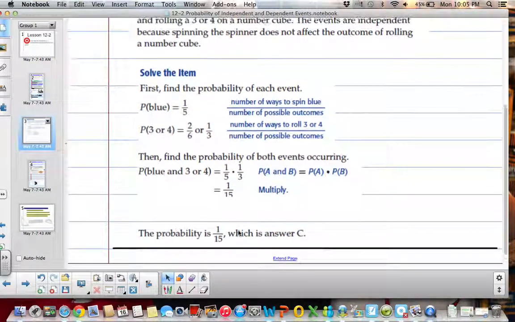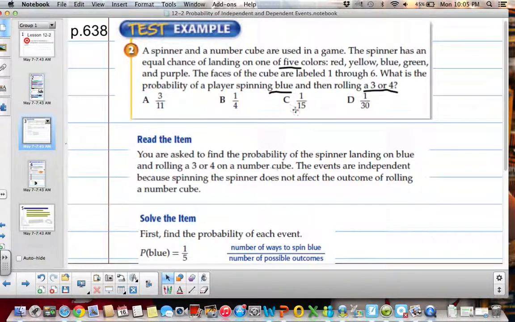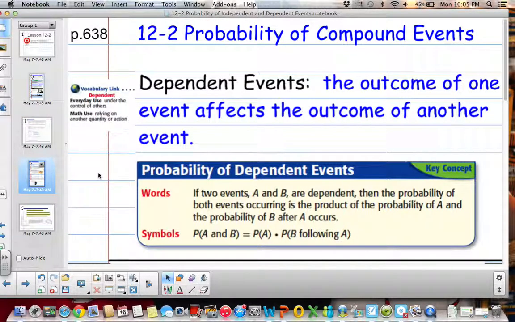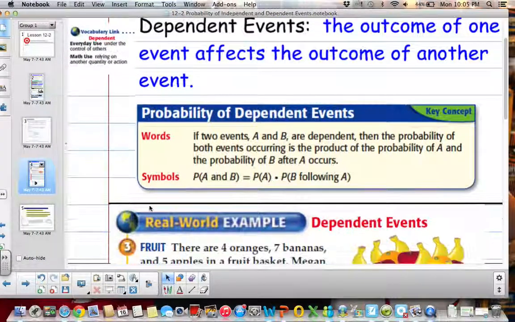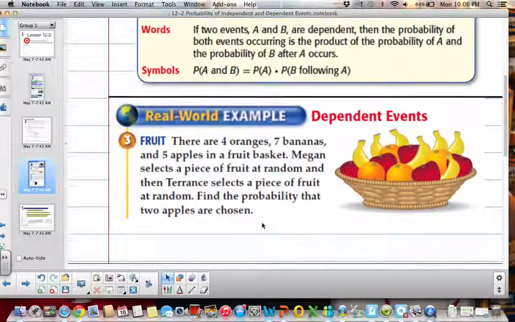And that was answer C if we go way back up, 1/15. Okay, so now if we have dependent events, that's the outcome of one event affects the outcome of another event. So the way that we solve this, the probability of A and B, we would take the probability of A times the probability of B following A. So what does that mean?